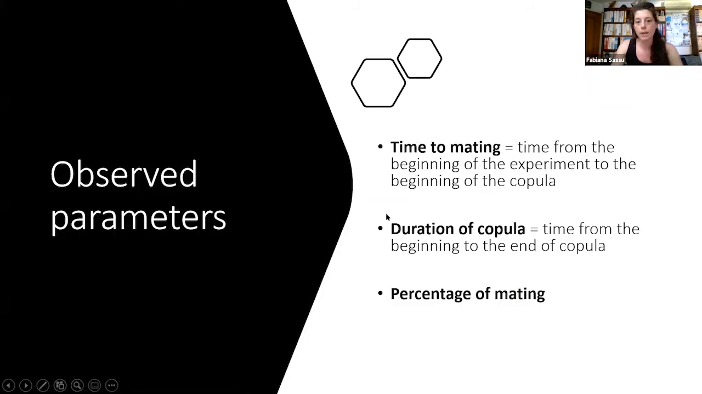The observed parameters were 3: time to mating, which is the time from the beginning of the test to the beginning of the copulation; then the duration of the copula, which is the time between the beginning and the end of the copula; and of course the percentage of the mating, which was done by the sterile or fertile flies.